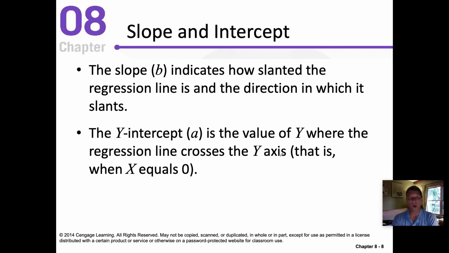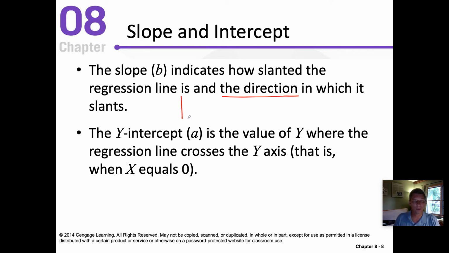Now, the slope b indicates how slanted the regression line is. In other words, the larger the value of b, the steeper the slope is, right? Very high or close to 0 is almost horizontal, all right? And so that value of b indicates how slanted the regression line is. And remember, this can be both positive and negative. And so the value of b also indicates the direction in which it slants.